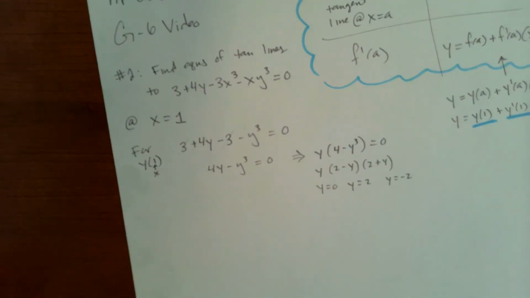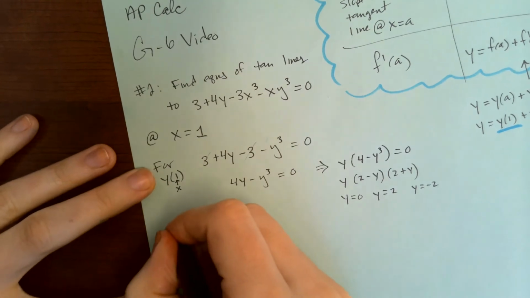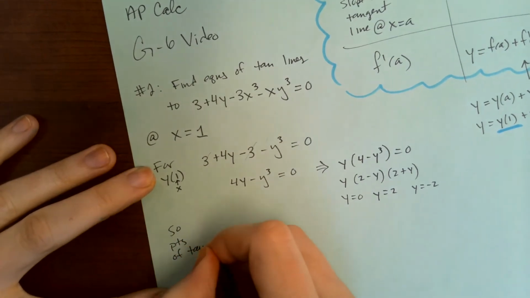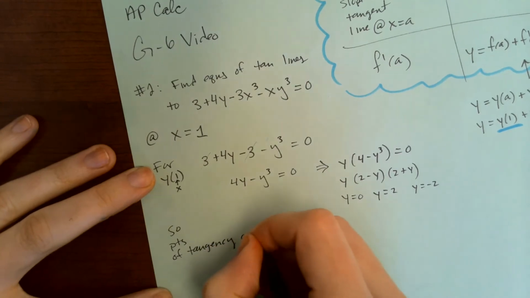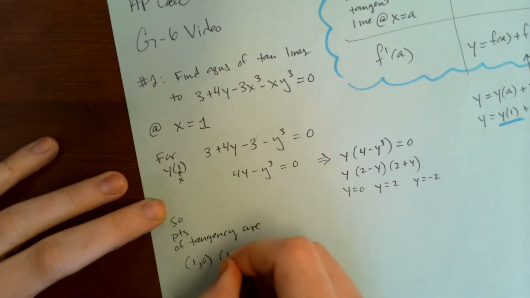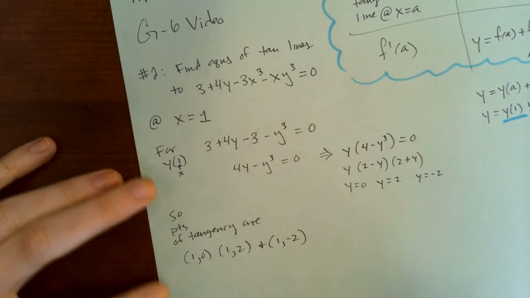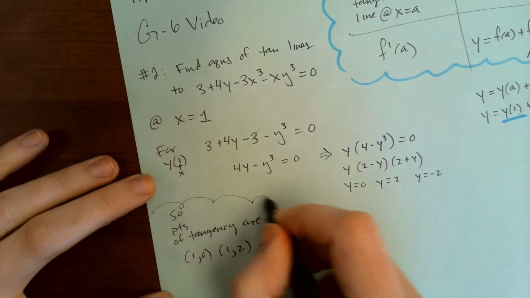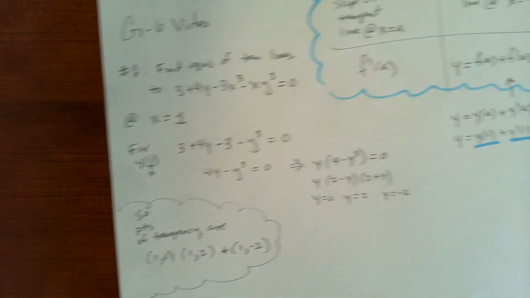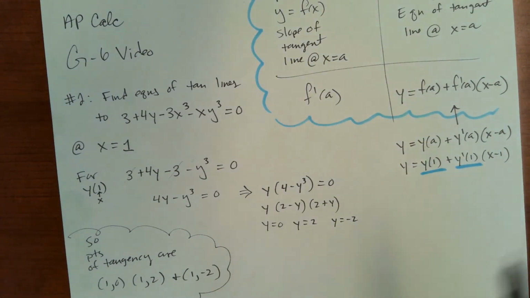All right. I'll say, so the points of tangency are (1, 0), (1, 2), and (1, -2). Okay, so we're going to need that for later. I've got all of my y1s. I have 3 of them.